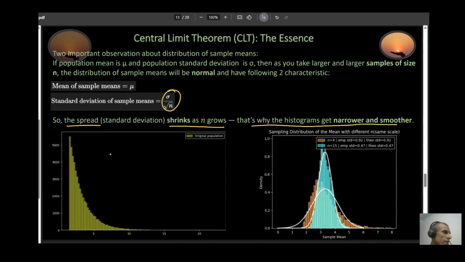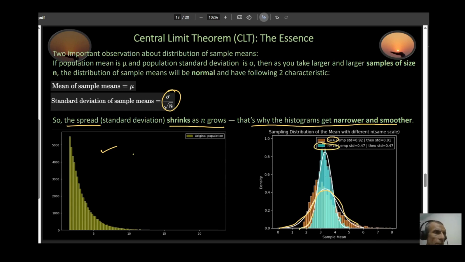So let's take a look at this example right here. This is my original population, and I'm taking a sample size of 4. This one right here is my sample size of 4. Then I took from the same distribution 1000 samples of size 15. So I went from 4 to 15.